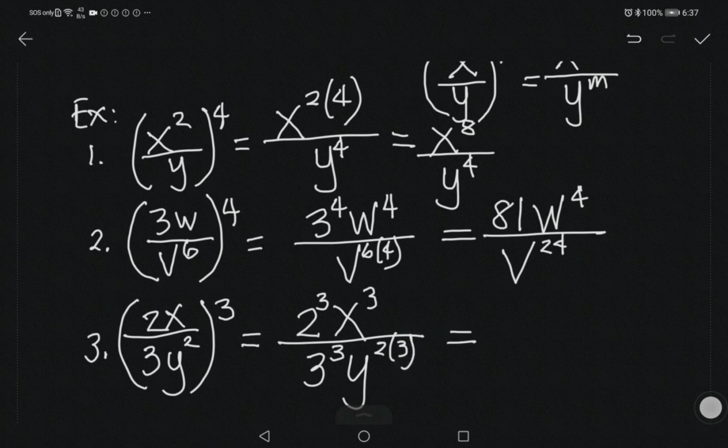Then 2 raised to the power of 3 is 8. Copy x cubed over 3 raised to the power of 3 is 27. Then y raised to the power of 2 times 3 is 6. So this is the answer.